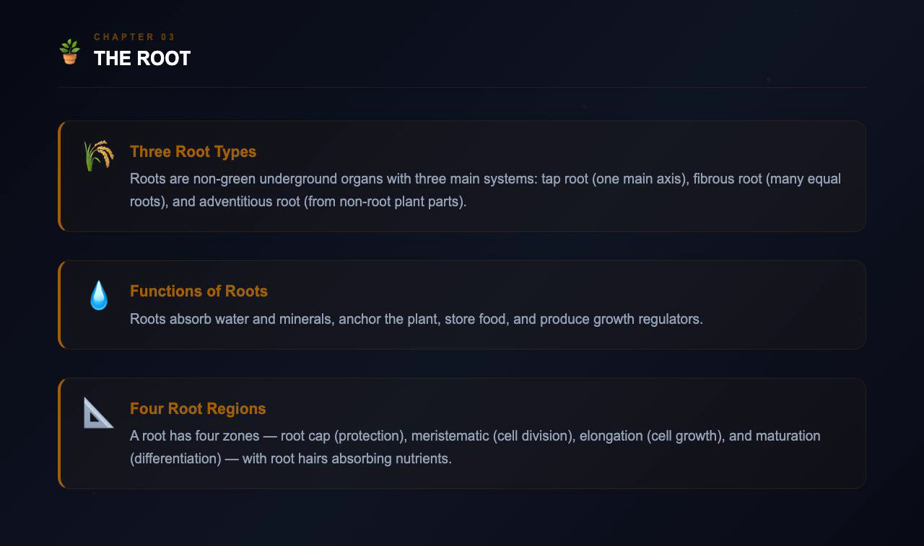A root has four regions: the root cap, meristematic activity, elongation, and maturation. The root cap protects the tip. Meristematic activity is where cells divide, elongation is where cells grow, and maturation is where cells differentiate. Root hairs absorb water and minerals from the soil.